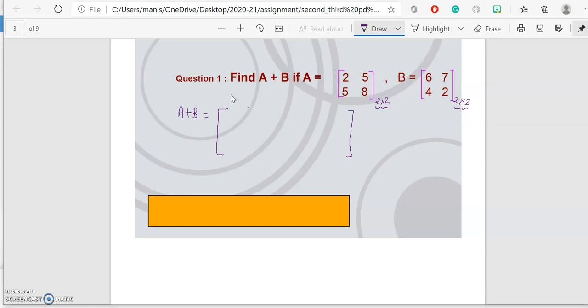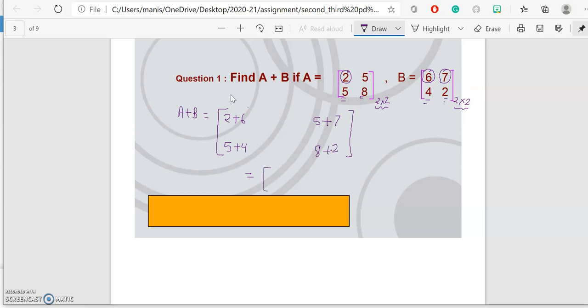This operation is also applicable for subtraction of two matrices. You add the corresponding element with the corresponding element. This element is 2 and this element is 6 at the same place, so you write 2 plus 6. Now you come over here, this is 5 plus, and the second one at the same place is 7. Then I have 5 and I have 4, so I can write 5 plus 4, and this is my 8, this is my 2, so this is 8 plus 2.